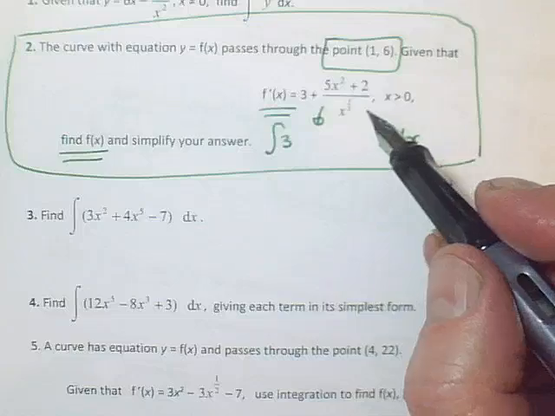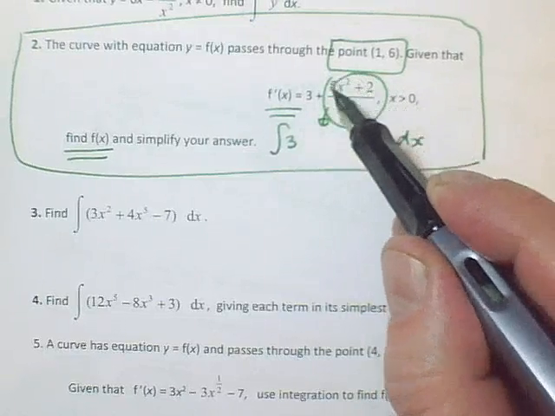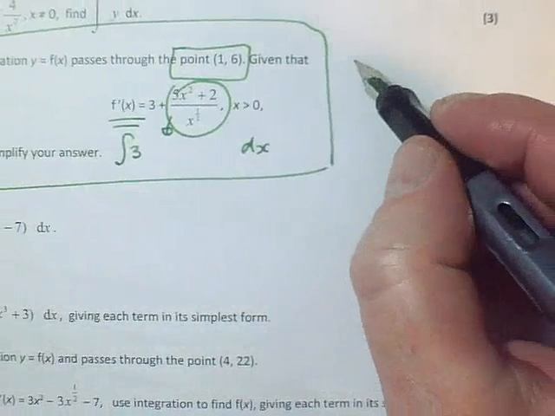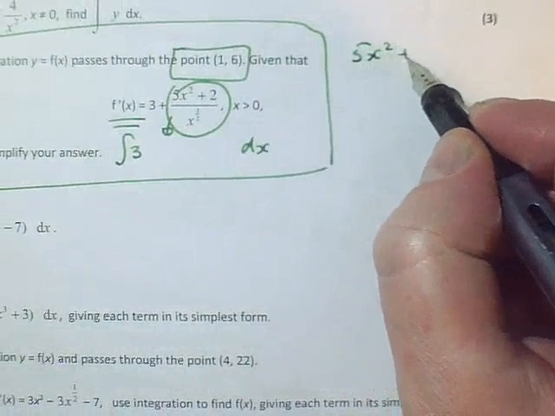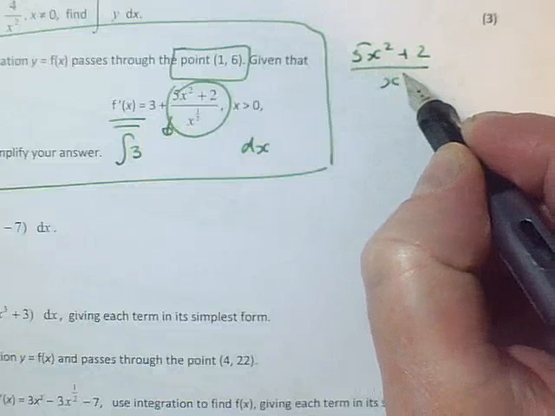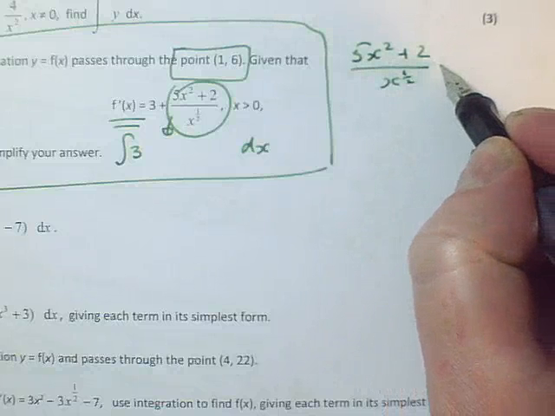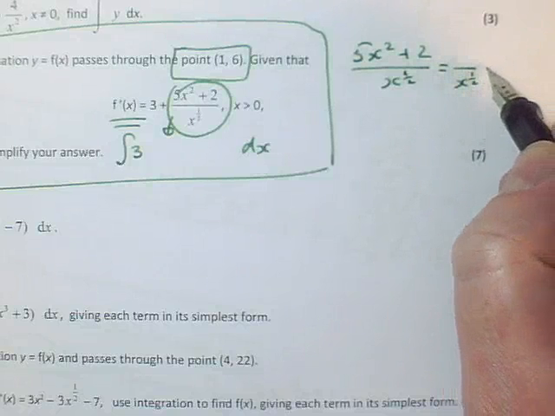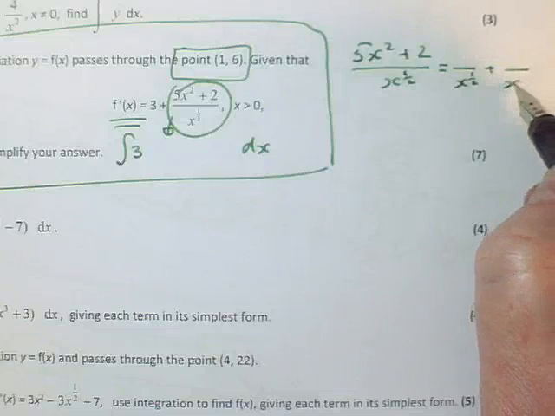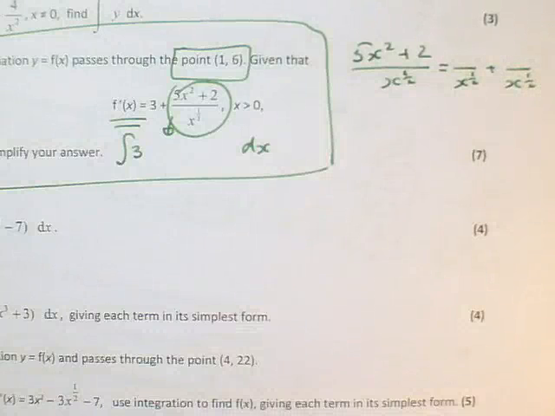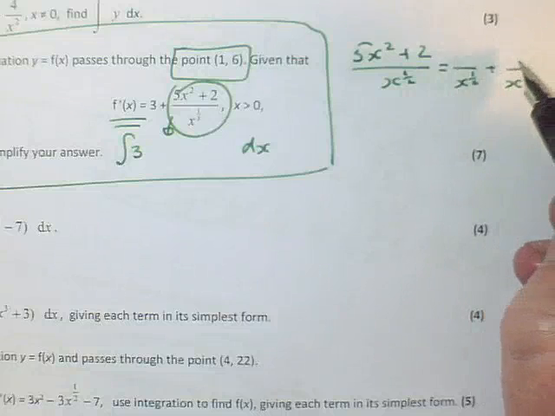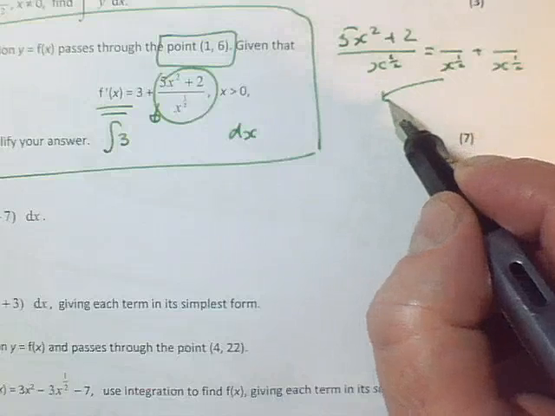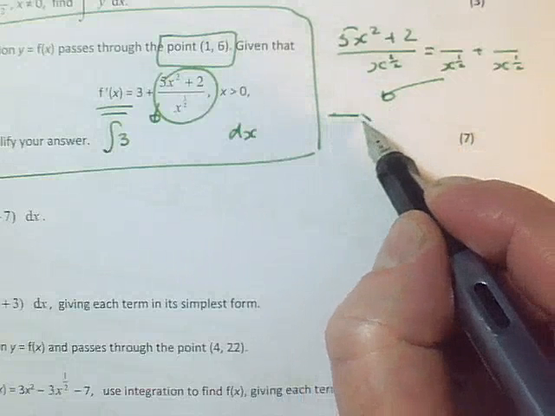Okay, first one. How do I turn this into powers of x? Well, let's come over here. We've got 5x squared plus 2 over x to the power of a half. Well, that's going to split into two fractions. Each one is going to have x to the power of a half on the bottom. But then on the top, I'm going to have numbers, and in one case I'm going to have x's as well as numbers.